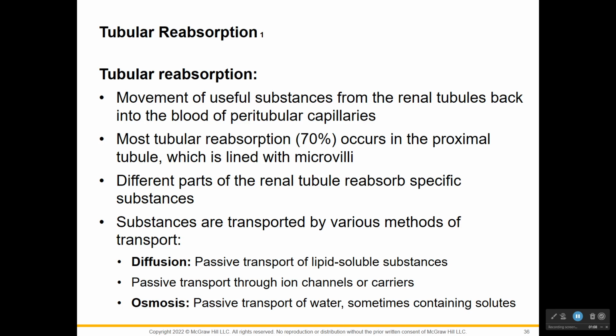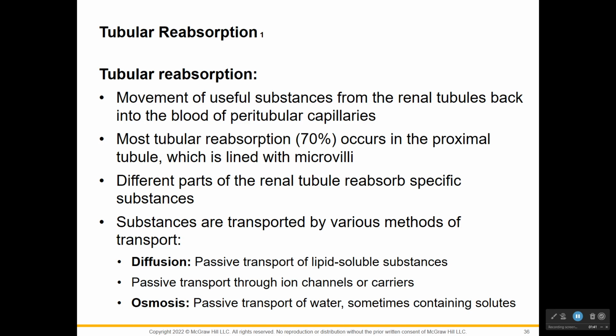Most of this happens in the proximal tubule, and it has microvilli. We've seen microvilli before. We know what microvilli are for. It's for increased surface area, right? And different parts of the tube reabsorb different substances, and those substances go by cellular transport. So diffusion, which is the movement of molecules from high concentration to low concentration, works for those that are lipid soluble. They can pass through the cell membrane.